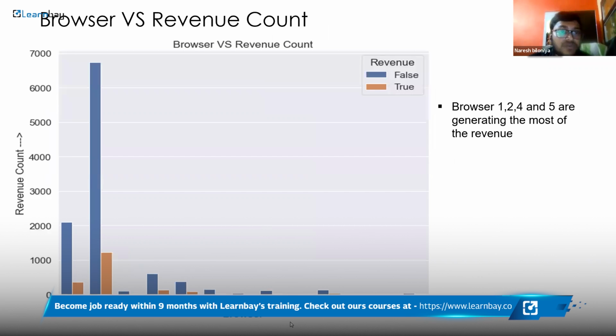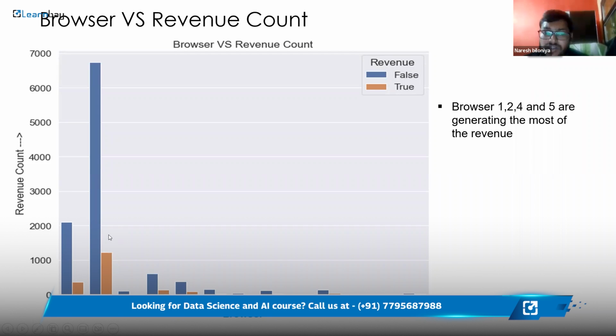And this is the browser-wise revenue. We see there are browser number 1 and 2. There is much revenue with these browsers only. It might be a famous browser, that's why most of the people use it. That might be the thing.